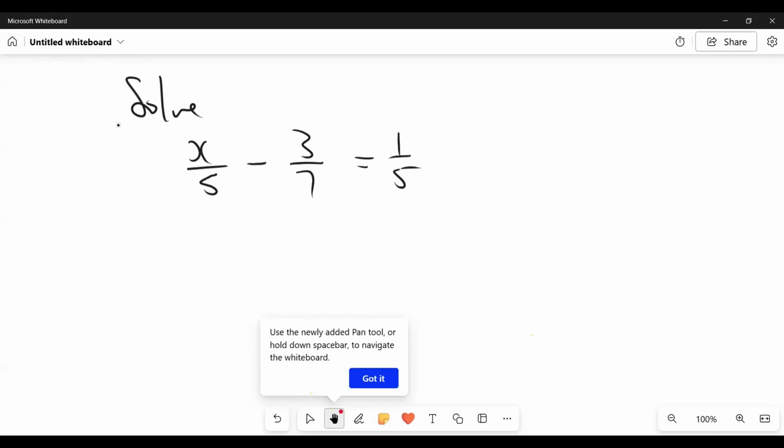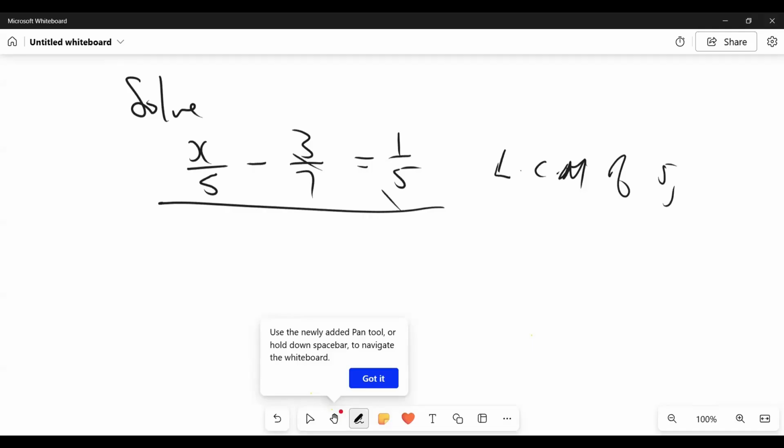Any ideas? Can we find the LCM? LCM, yeah. Why do you want the LCM? Somebody says find the LCM. Yeah. Of what? What is it? 3 and 5, or 5 and 7? Yes, the denominators, right? Yes, sir. Good. So I think it's 5 and 7, which gives us 35, right?